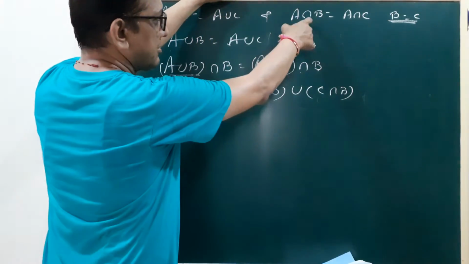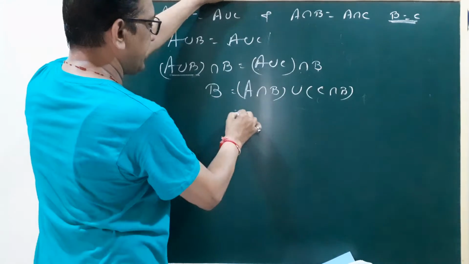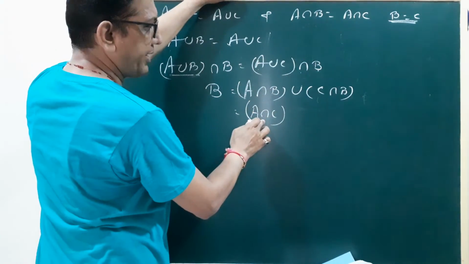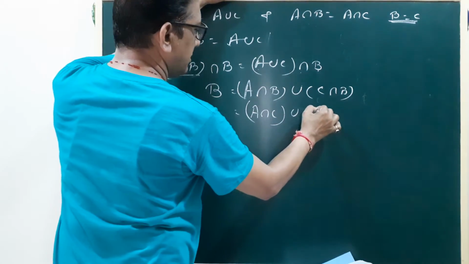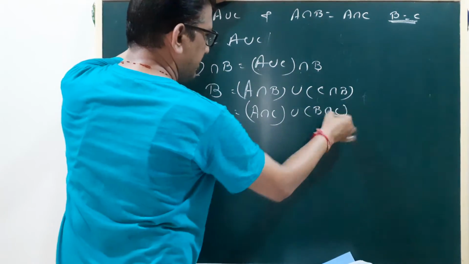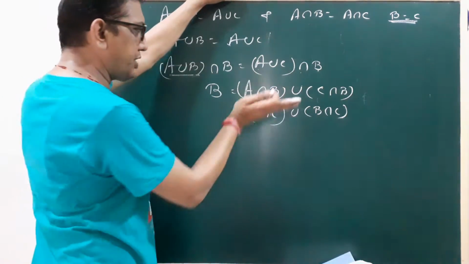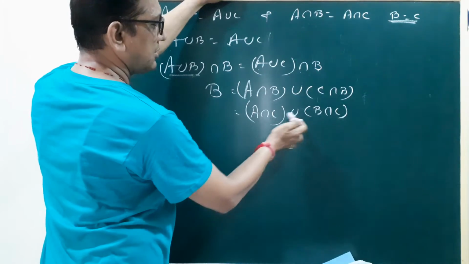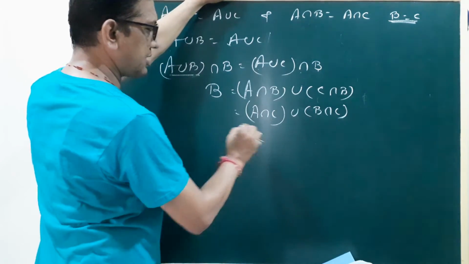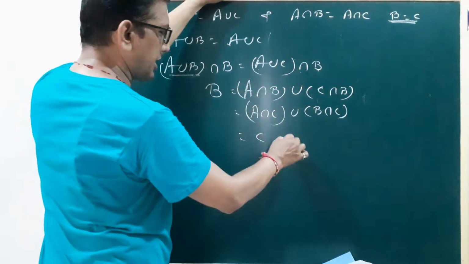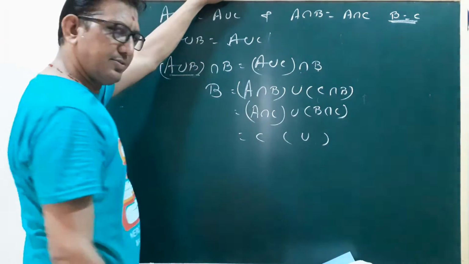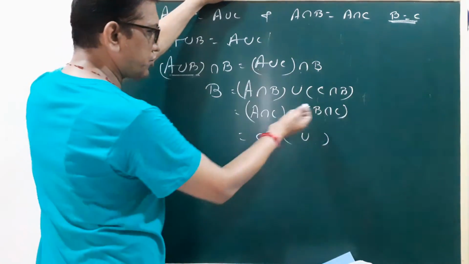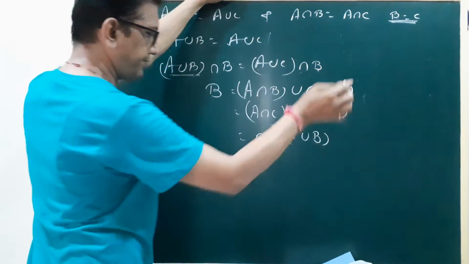Now look at the second result. Here A intersection B equal to A intersection C is given. And here B intersection C. Is it clear? Now reverse the distributive law. Here C is the common, so we write C first. Union is outside the bracket, so we write union in the bracket. Intersection is in the bracket, so we write it outside the bracket. Now the remaining two sets A and B.